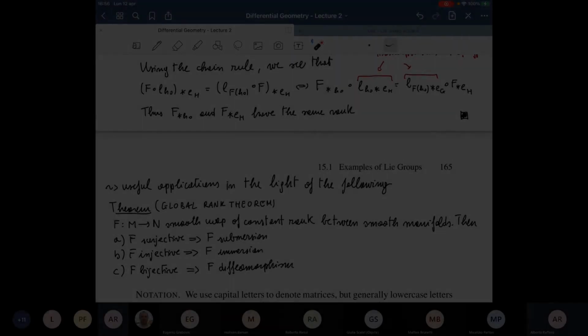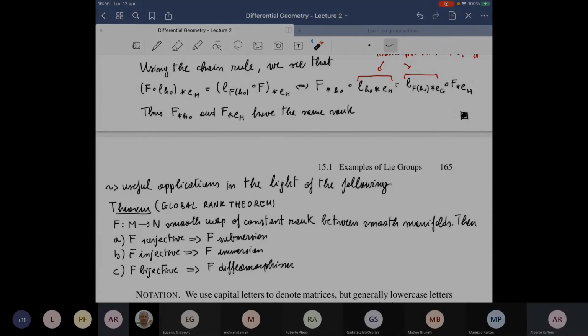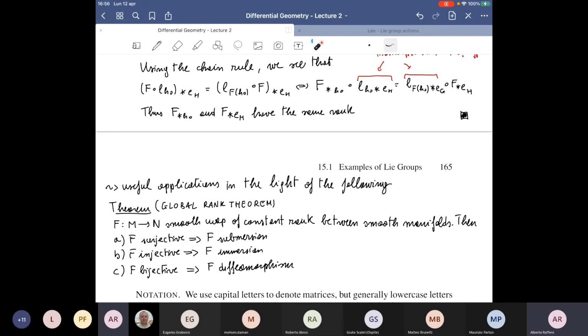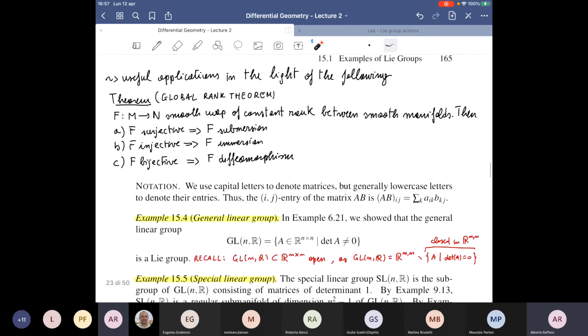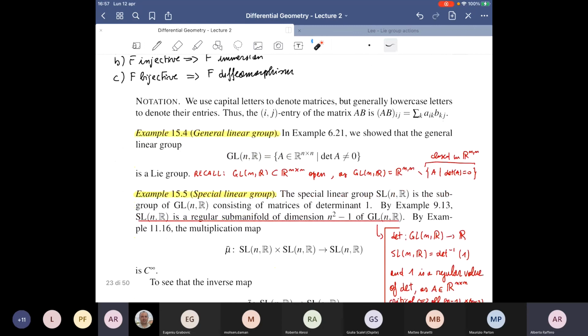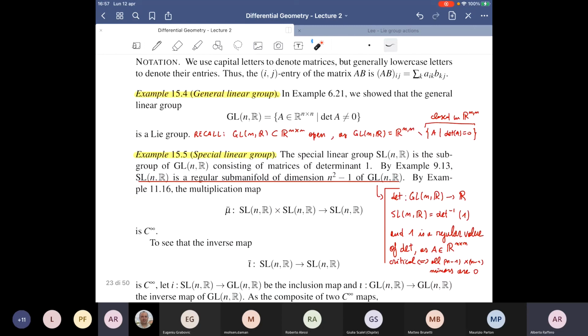Okay, so maybe we can start again. We introduced what Lie groups are, and we saw some first properties of Lie groups and some properties of some natural maps that one can consider between Lie groups. Now in this book there are some examples. Probably you already met some of these examples and already commented on them last time.